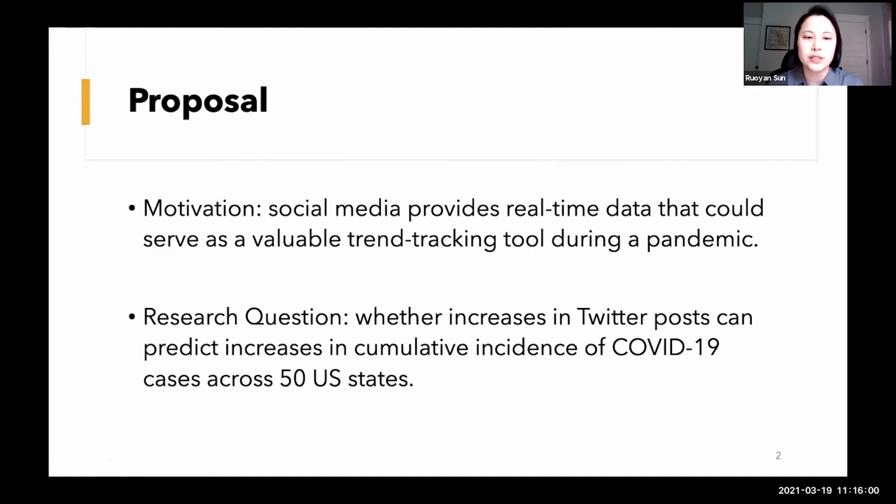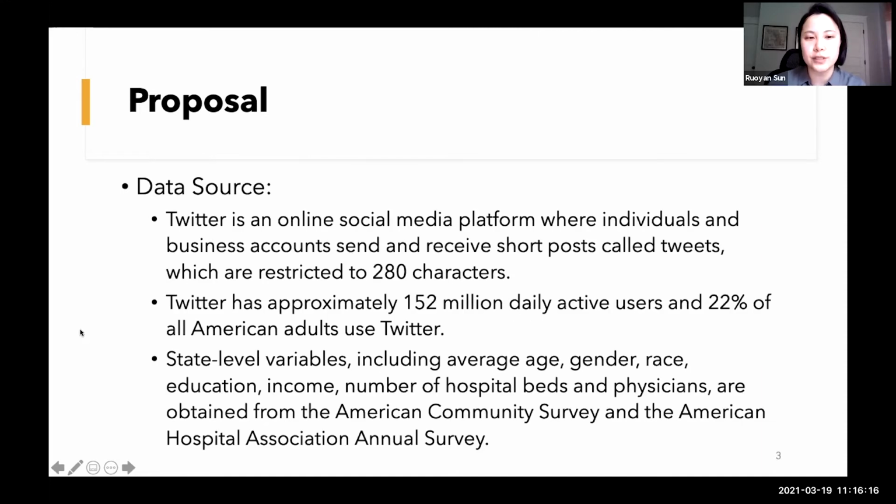The research question that I proposed is whether increases in Twitter posts can predict increases in cumulative incidence of COVID-19 cases across 50 US states. So we're looking at a state level analysis using Twitter data. For the data source, there are a few different data sources. The main one is Twitter.